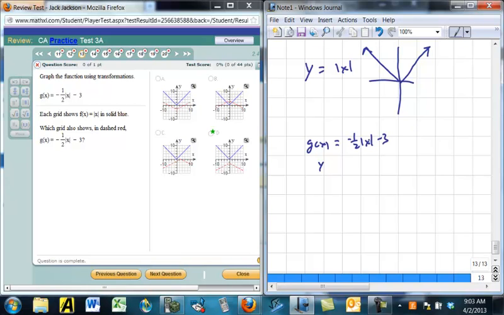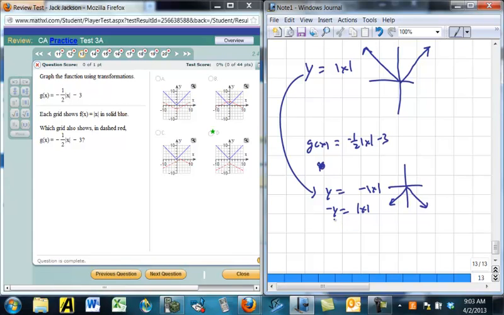Well, let's see here. How do we get from here to here? Let's do it in steps. So let's do the negative first. So y equals negative absolute value of x. Well, that's the same thing as negative y equals absolute value of x. So we've changed the sign on y, which is going to take the graph and flip it over the x-axis. So it's pointing down like that.